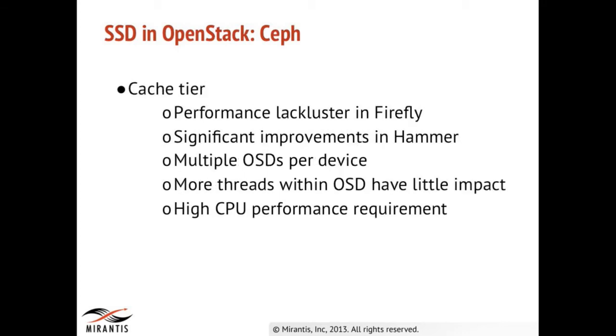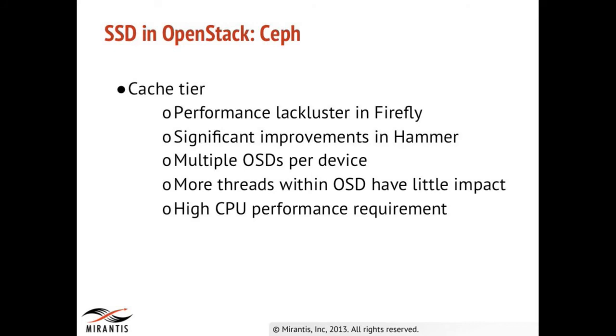There's also the possibility of building a cache tier in Ceph. Unfortunately, in Firefly, the performance is rather lackluster. In Hammer, it is improved. It's still not perfect. I think that Inktank is actually going to tell you the same thing, but it is drastically faster than spinning storage.